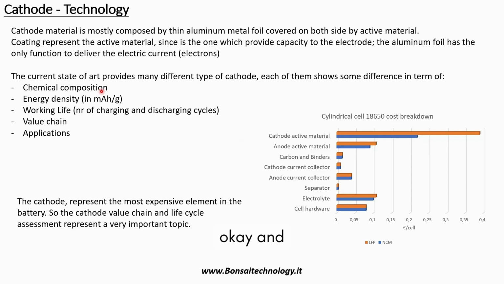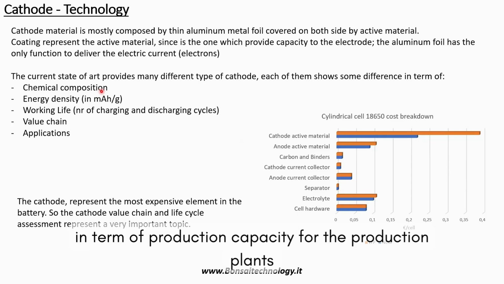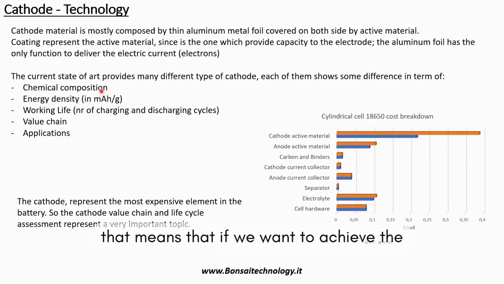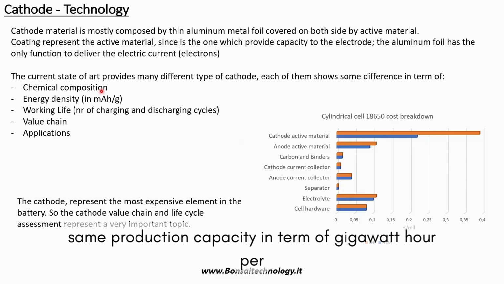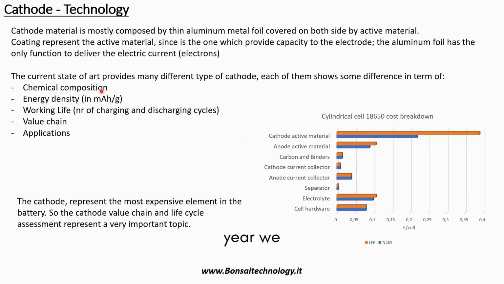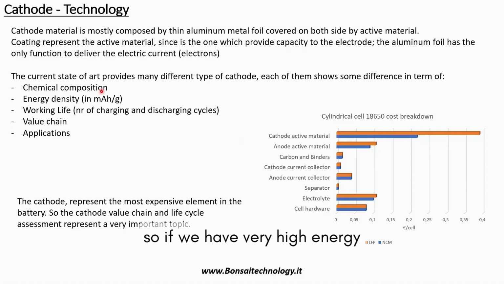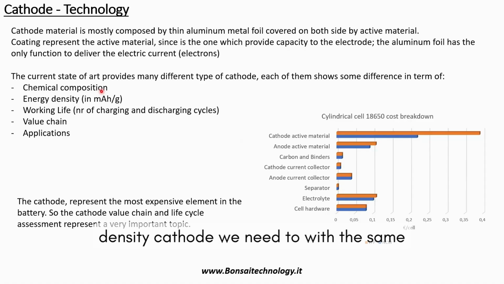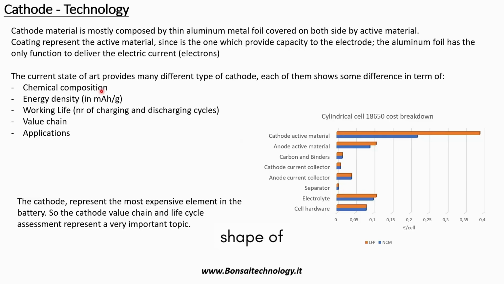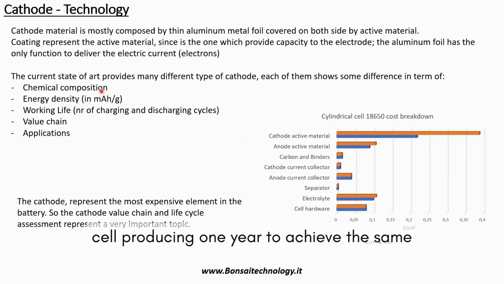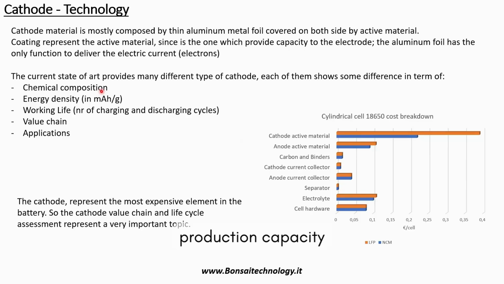So at the end, maybe even more cost, but for sure more effort for the manufacturing. In terms of production capacity for the production plants, if we want to achieve the same production capacity in terms of gigawatt hours per year, we need to produce more battery cells. With a very high energy density cathode and the same shape and dimension of battery cell, higher energy density means fewer cells produced in one year to achieve the same production capacity.